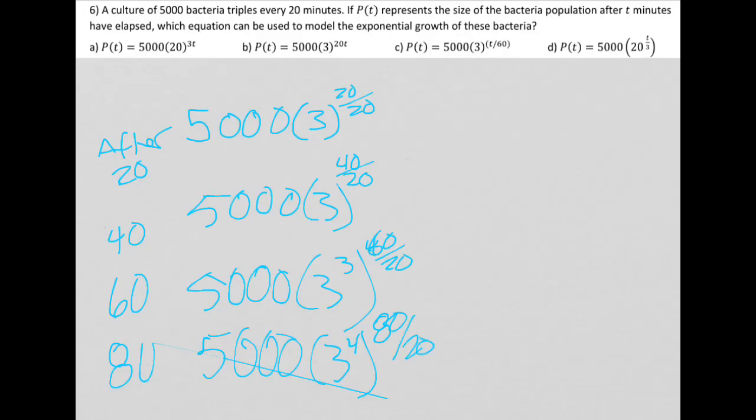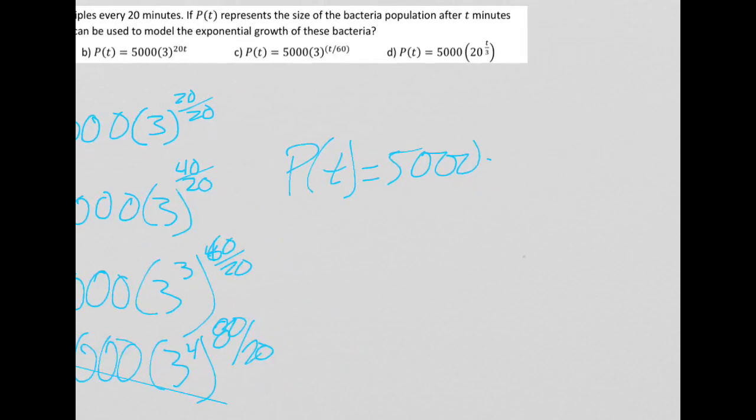So notice what's happening. We're getting P of t equals 5,000 times 3 to the power of time divided by 20. Think about why that makes sense, because then every 20 minutes we're going to get an integer as our exponent, and that's what we want. After the first 20 minutes we'll get 1, second 20 minutes we'll get 2, third 20 minutes we'll get 3, etc., etc., etc.